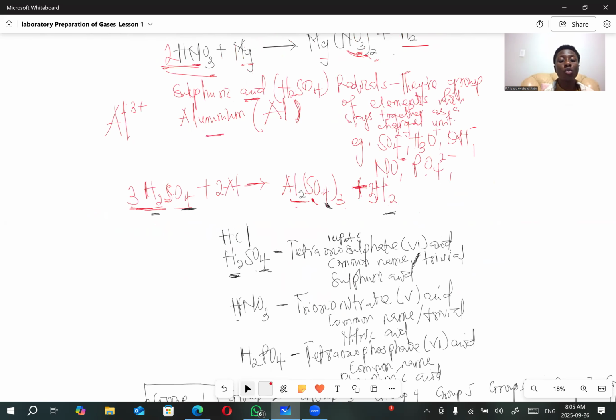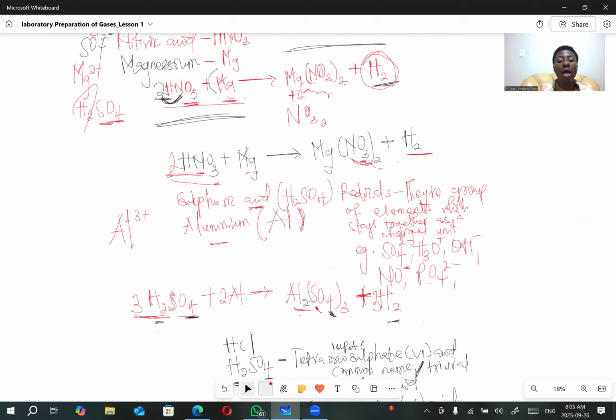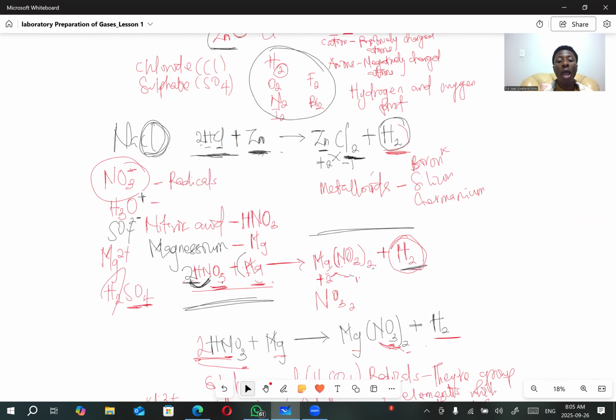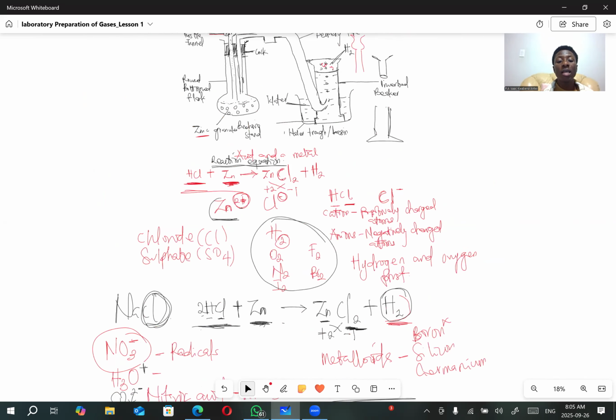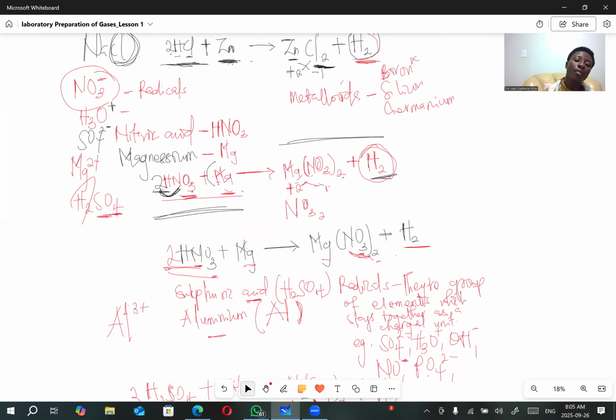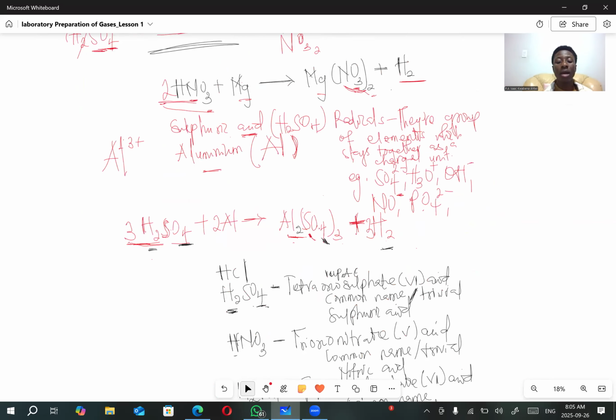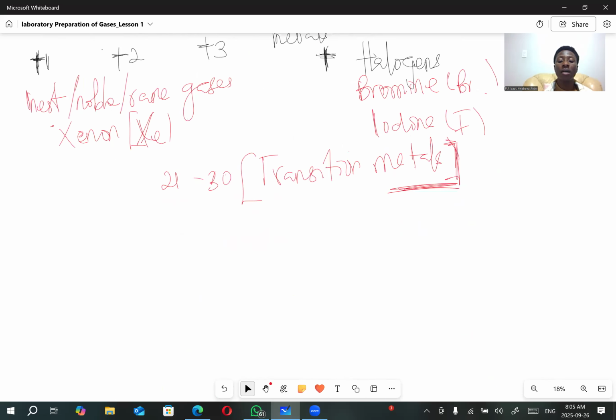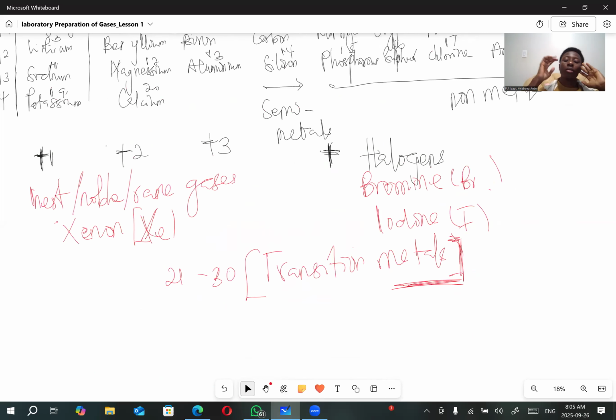So this explains why in our main setup for hydrogen gas, you see zinc at the bottom, and I said it's a metal. Zinc is a transition metal. I don't want to load you much with information, so I'll leave you here. But the goal has been achieved.